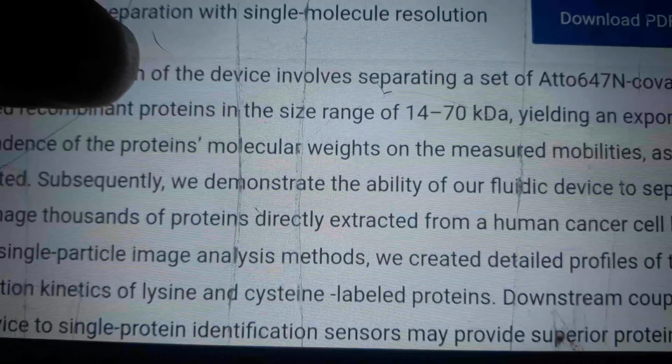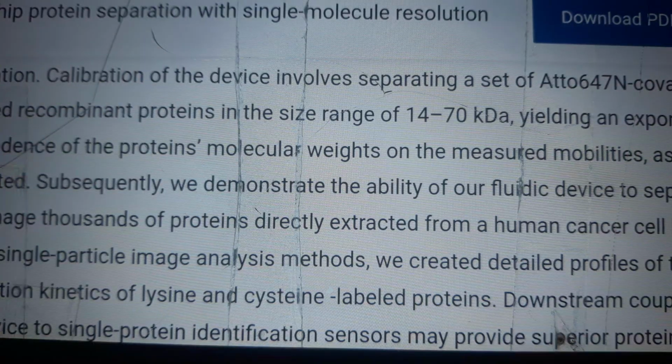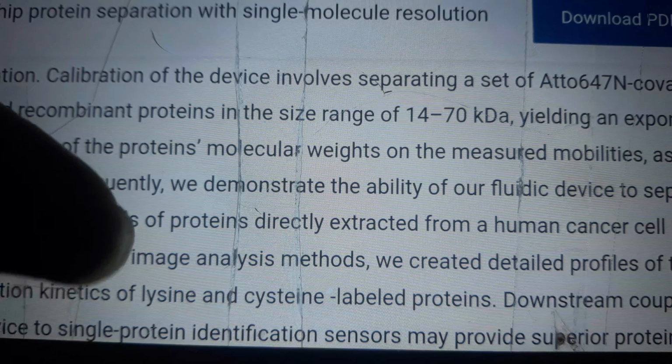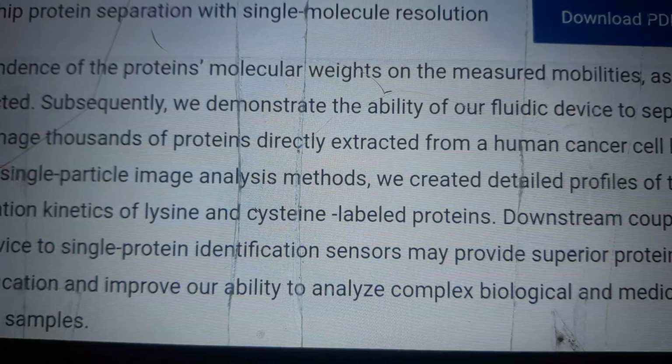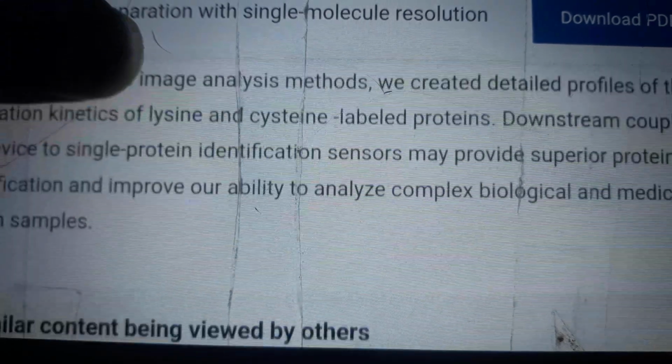Calibration of the device involves separating a set of ATTO647N covalently labeled recombinant proteins in the size range of 14 to 70 kDa, yielding an exponential dependence of the protein molecular weights on the measured mobilities, as expected. Subsequently, we demonstrate the ability of the fluidic device to separate and image thousands of proteins directly extracted from a human cancer cell line. Using single particle image analysis methods, detailed profiles were created of the separation kinetics of lysine and cysteine labeled proteins.